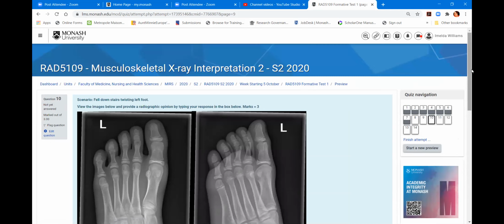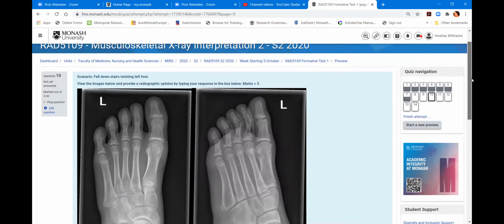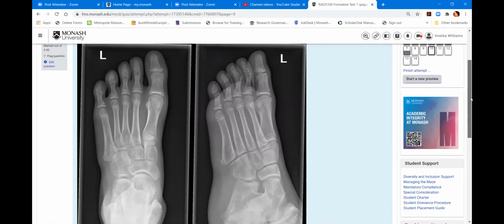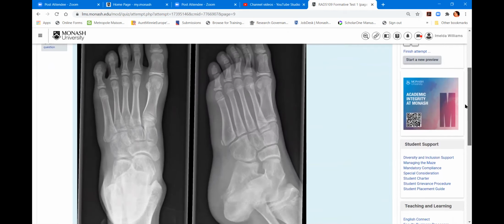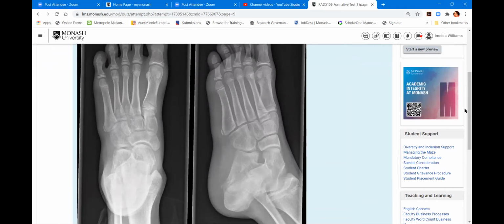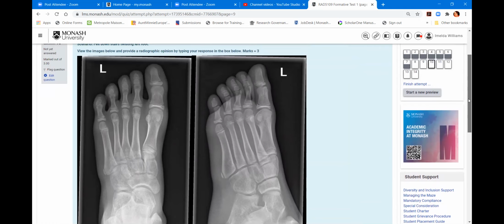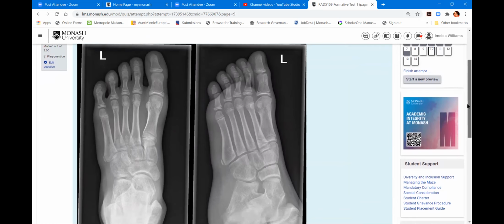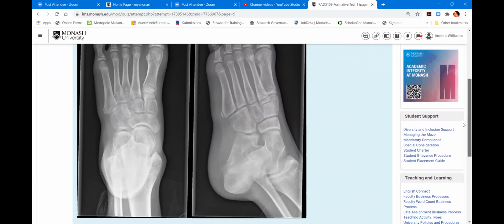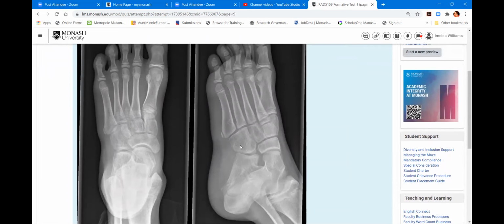Okay, so for case 10, we have a pediatric patient who fell down the stairs twisting the left foot. On this image, if we look at all of it, you can see that there is no evidence of any fractures or dislocations. What we see at the base of the fifth metatarsal is, of course, a normal variant. It is an unfused apophysis at the base of the fifth metatarsal.